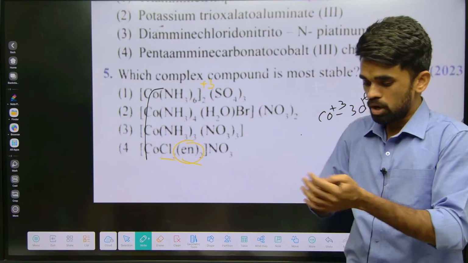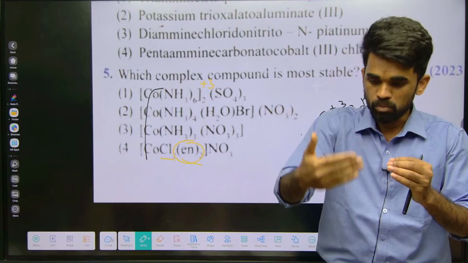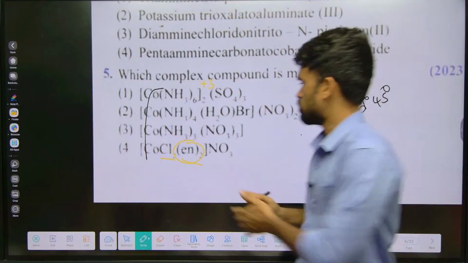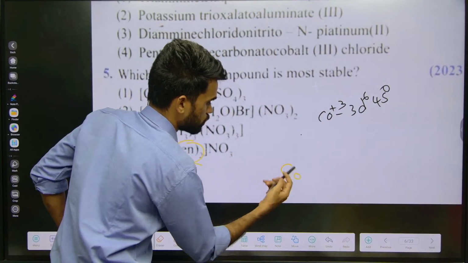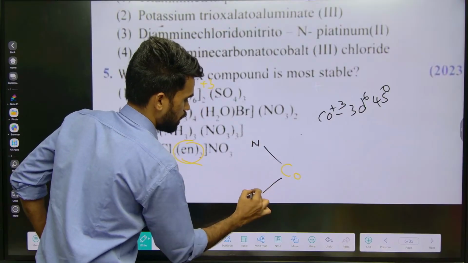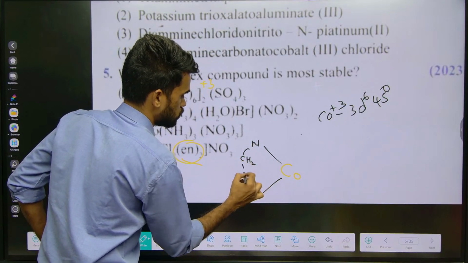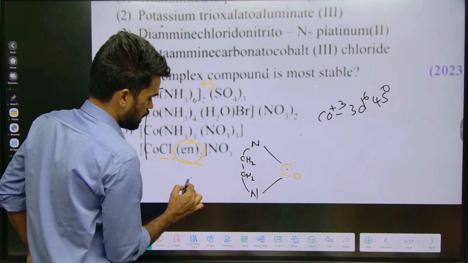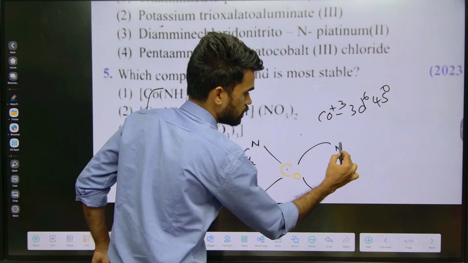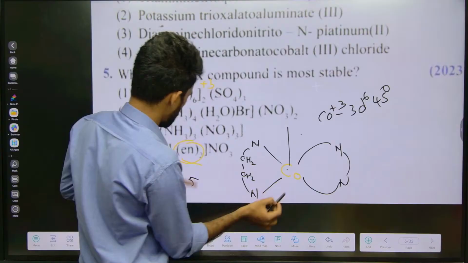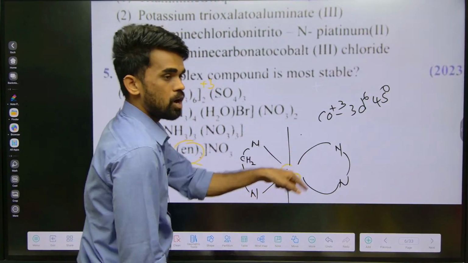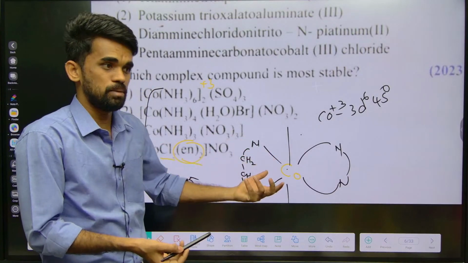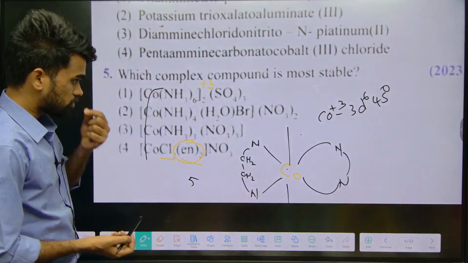In a compound, the more the number of chelations, the more the stability. What do we mean by chelation? Rings. So what ring is formed here? Co, N, ethylenediamine, CH2, like this. What is the ring size? 1, 2, 3, 4, 5. Like that, this side also you will get one ring, one above the chlorine and one below the chlorine. Like this we got two rings now. So the more the number of chelations in a compound, the more the stability. Remember this point.